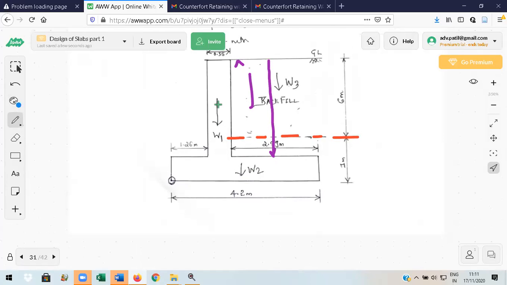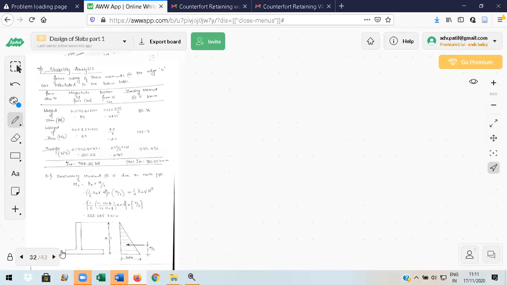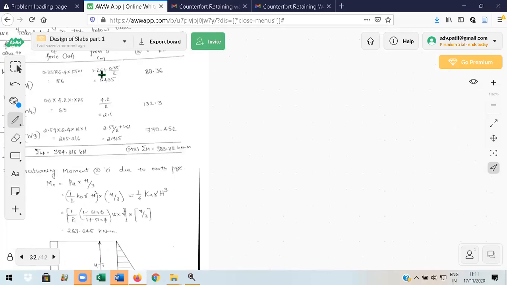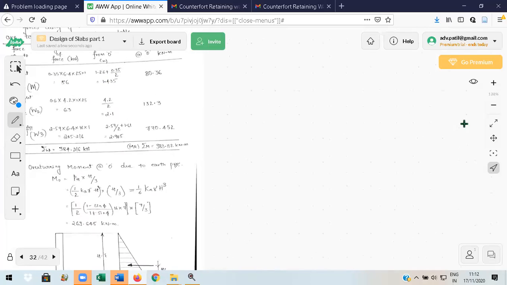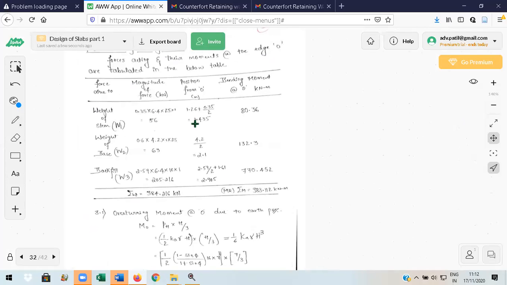So this is the centroid of the stem. Moment should be taken from this. This is the point where moments are taken. How much is this distance? 1.26 plus 0.35 by 2. So that is what is shown in the next slide. So 1.26 plus 0.35 by 2. So multiply 56 into 1.435, which is 80.36.